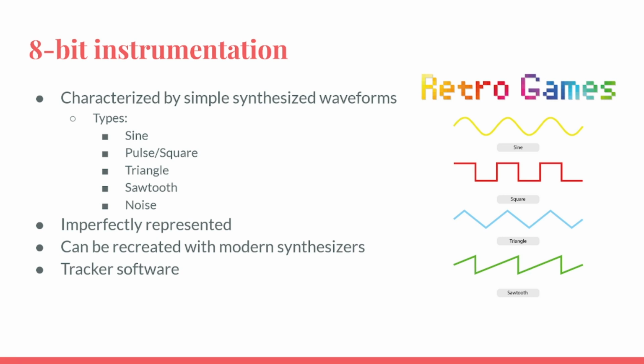There's also tracker software. Some modern tracker software like FamiTracker lets you emulate the workflow of programming music for an actual old console and has been used to create music that can even be played on cartridges that work with those old consoles.